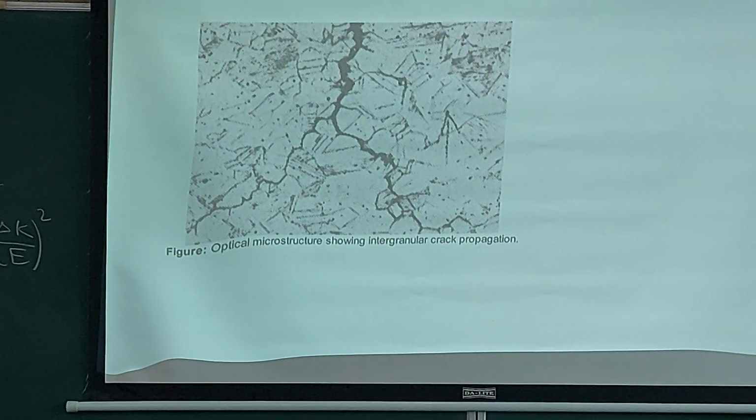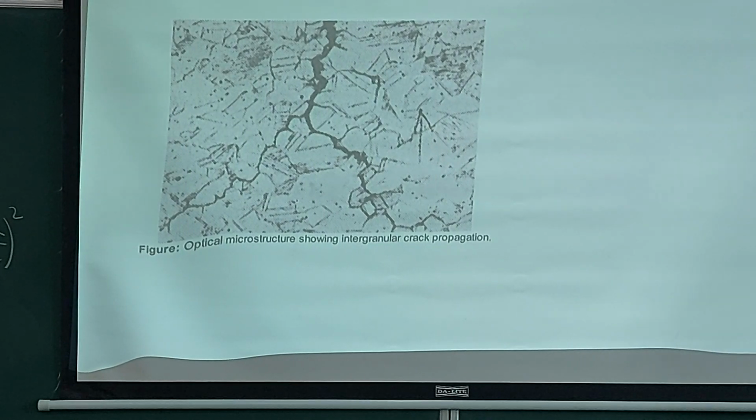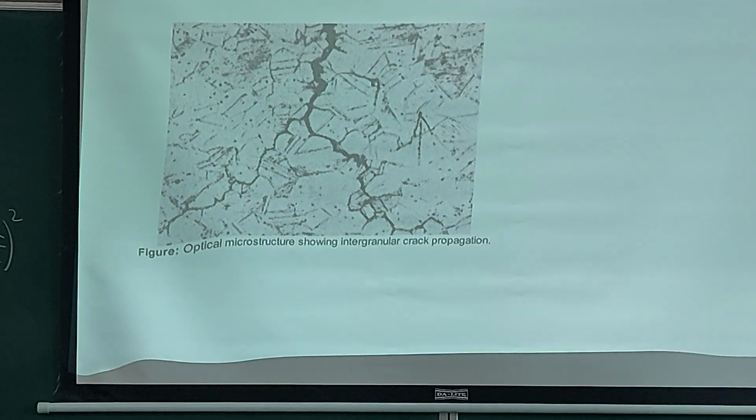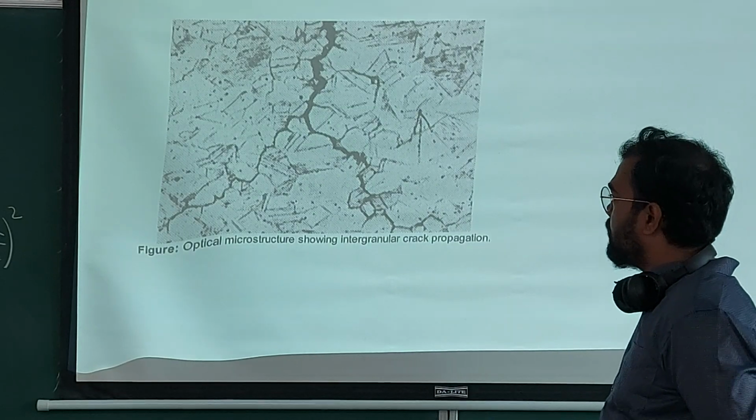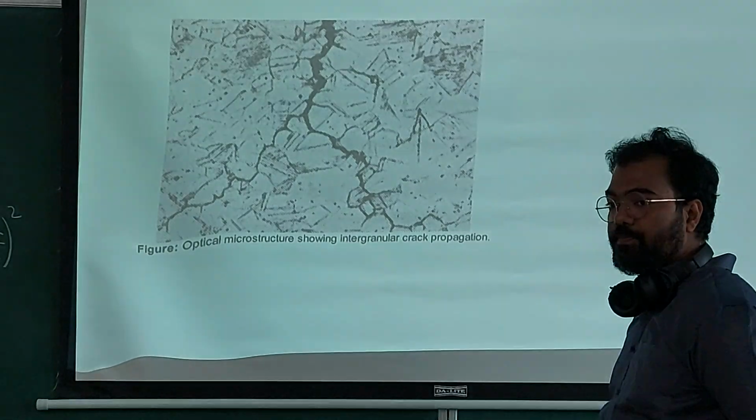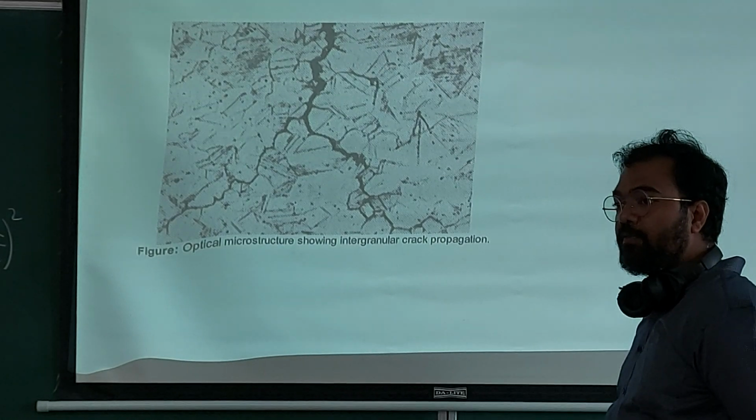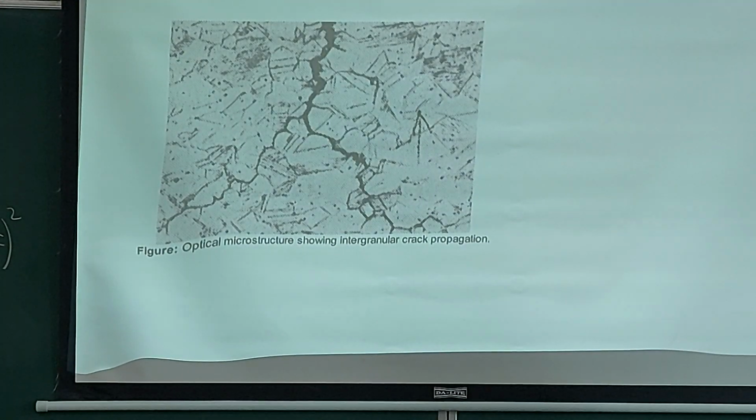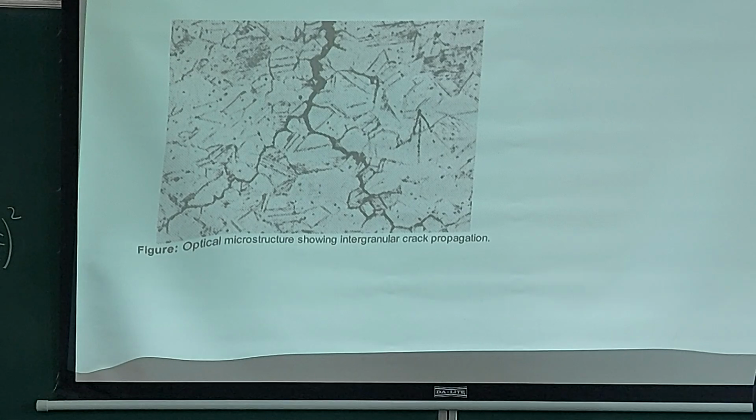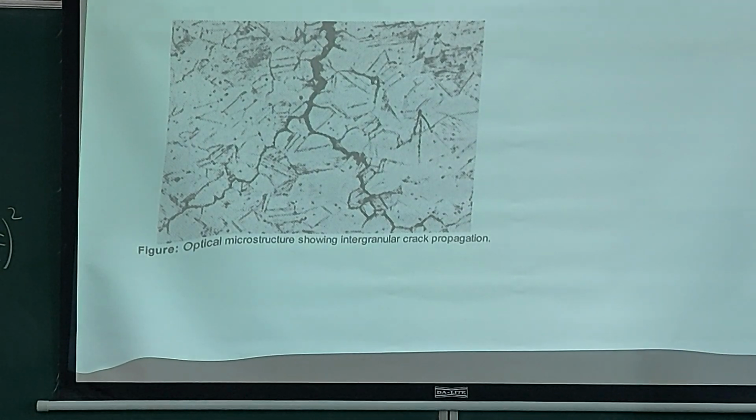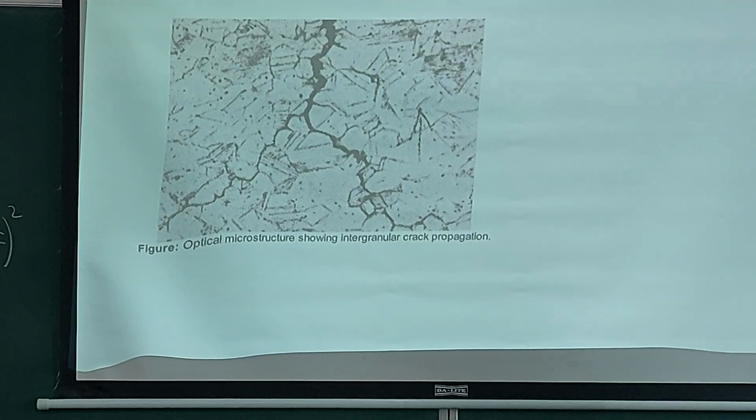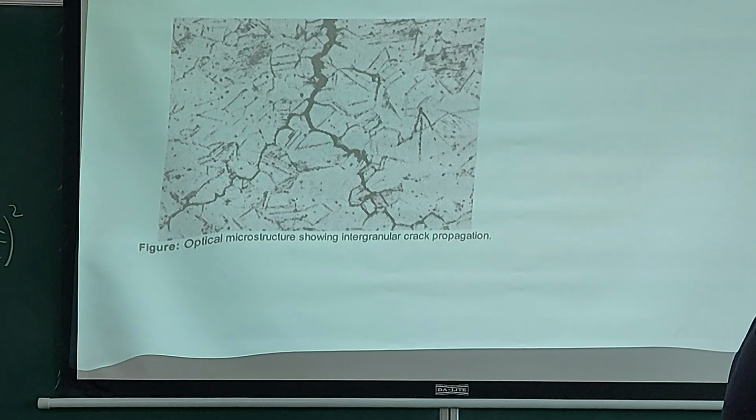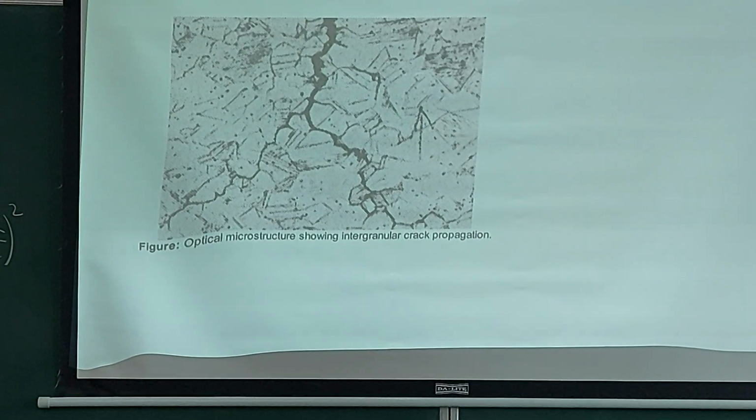And this is an optical microstructure of intergranular fracture. Transgranular fracture will be very simple, but in this case you see that the crack is following the boundaries, right? It is not a very happy situation. If, for the same material property, a crack has to follow a transgranular path or an intergranular path, then by thermodynamics it should go transgranular because the path length will be smaller, right?